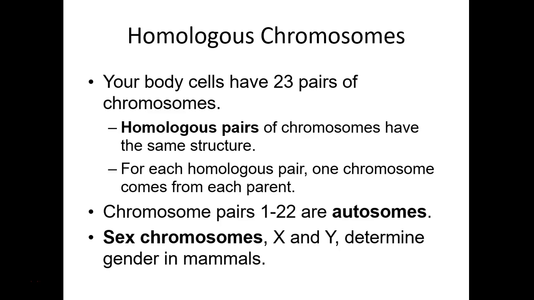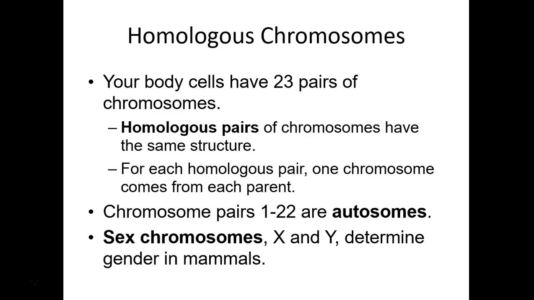Homologous chromosomes. So our body has 23 pairs of chromosomes in every body cell, so aside from egg and sperm, which gives us a total of 46. Homologous pairs of chromosomes have the same structure, and we'll look at some images. And for each homologous pair, one chromosome comes from each parent. So again, that's where we're seeing that half from mom, half from dad.